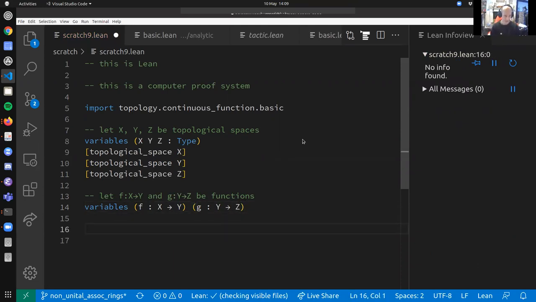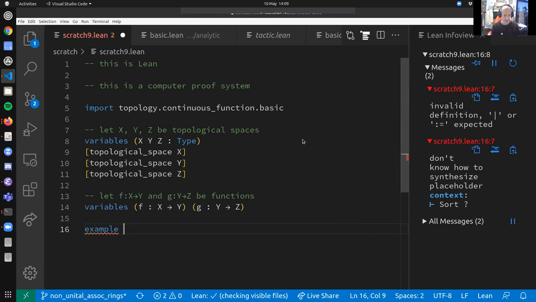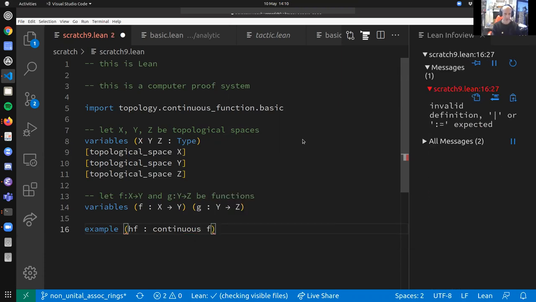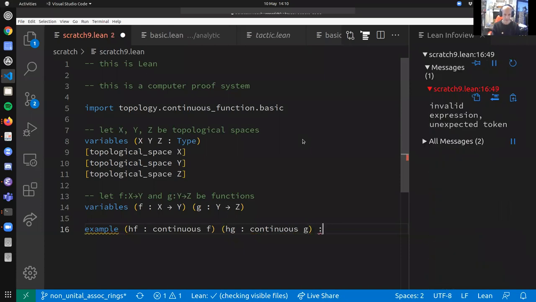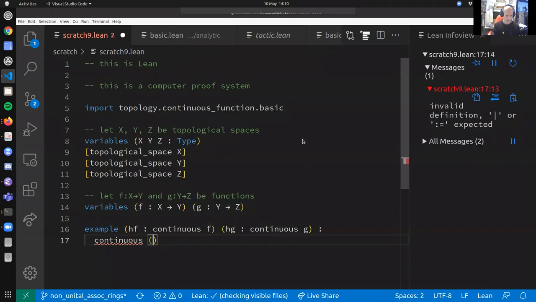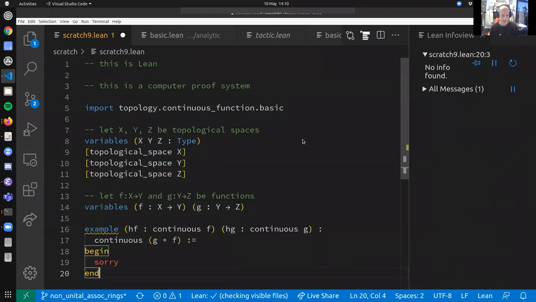And now the kind of thing we can do in this system is we can prove a theorem about these functions. So let's do the theorem. Let's just call it an example. Let's have the hypothesis, let's say that f is continuous and that g is continuous. Then my conclusion is that the composite, g composed with f, is continuous. So there's the setup.